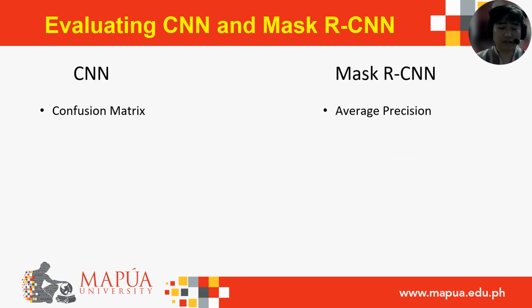So for the evaluation, the confusion matrix was used to evaluate CNN in rust classification by using the test set and feeding it against the trained rust classification model. On the other hand, the average precision or AP metric was used to evaluate Mask R-CNN in rust localization by using the same test set and feeding it against the trained rust localization model.